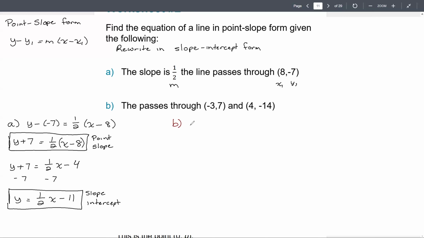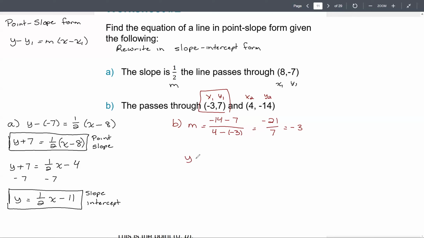So B, first thing we need to do is we actually need to find slope. So let's call this x1, y1, x2, y2. So my slope will be -14 minus 7, x2 minus x1, or sorry, y2 minus y1. And then we'll have 4 minus -3, or x2 minus x1. So we get -21 over a +7. So this is just -3.